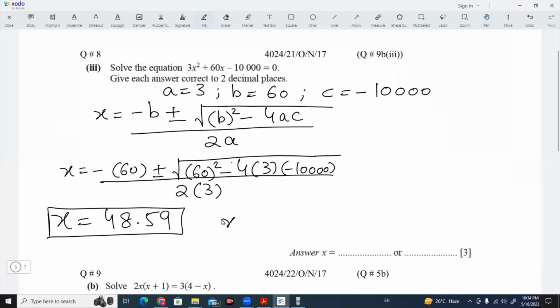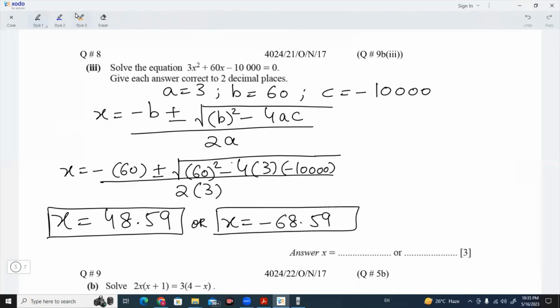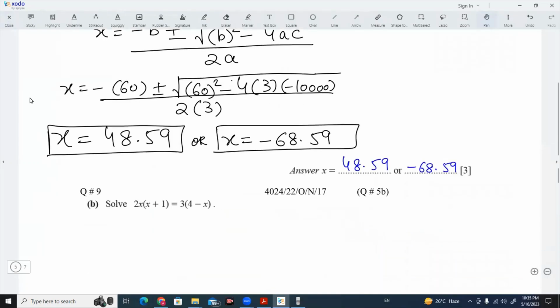So minus 68.59 is the second answer. So writing down these answers in the space given, that is 48.59, which is the first answer, and negative 68.59, which is the second answer. So moving ahead to question number 9.